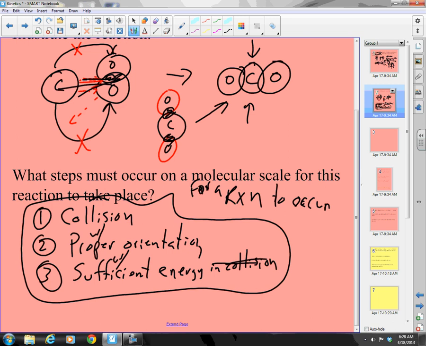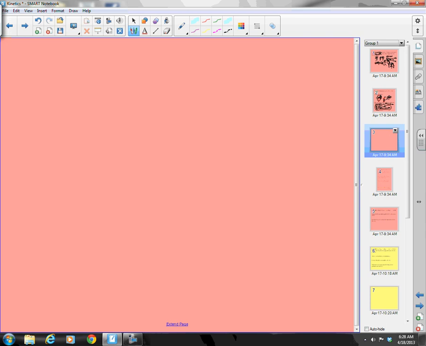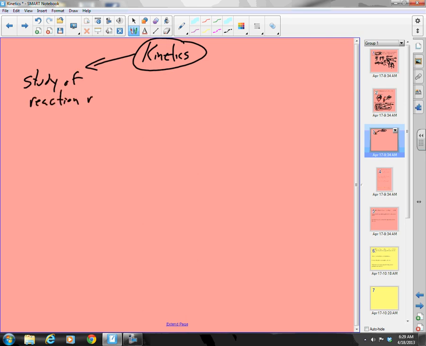Cool. Now, what are we talking about here? We're talking about collisions, we're talking about reactions, we're talking about Romeo and Juliet. Really, here we are talking about kinetics. And so let's talk a little bit about kinetics. What are kinetics? Kinetics is the study of reaction rates and reaction mechanisms.